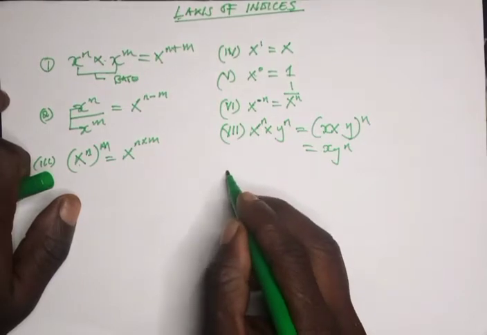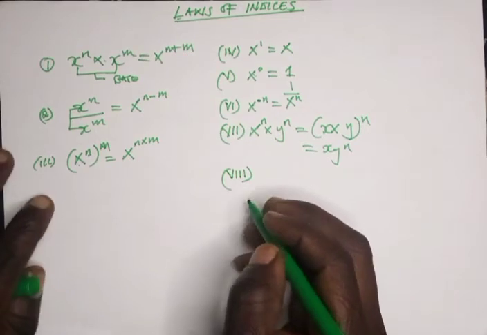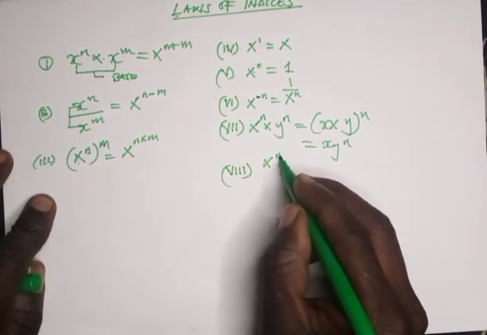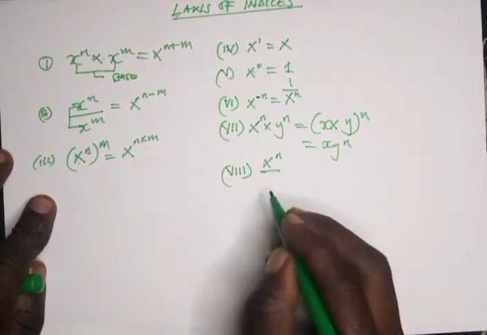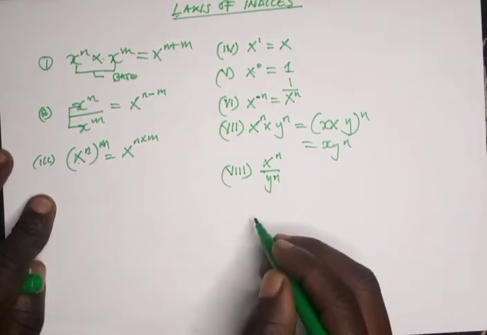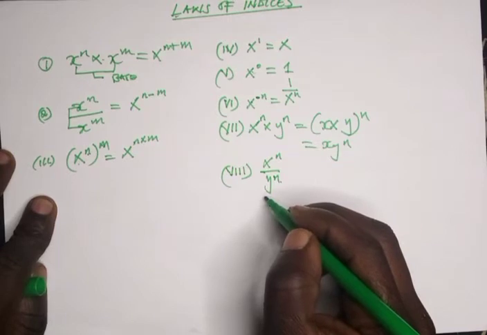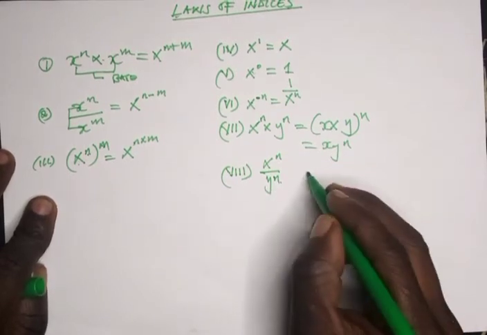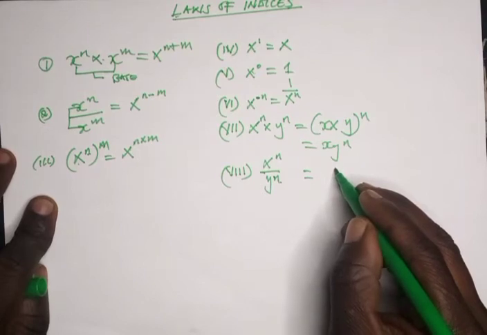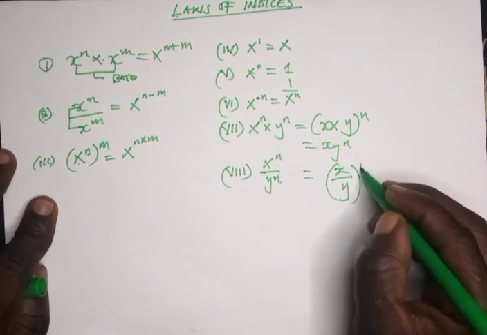Law number 8. When you are dividing, if you have x power n over y power n, you have the same powers but different bases. All you have to do is write x over y, all power n.